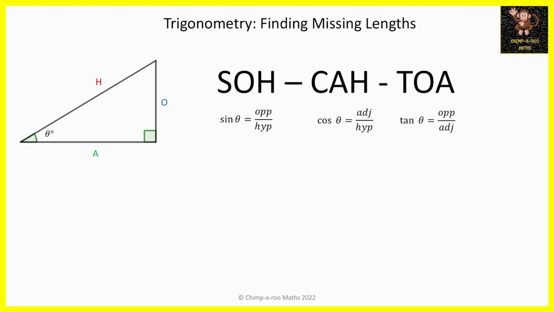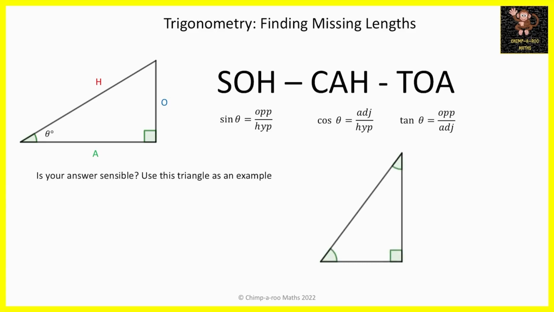Whenever you're doing these sort of problems, you've got to think, is your answer sensible? And we've used this triangle as an example to help us understand that. So we have a triangle with lengths 3, 4, 5. Note from Pythagoras, 3 squared plus 4 squared is 5 squared, and the three angles.